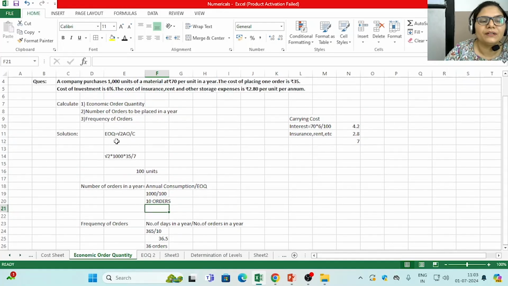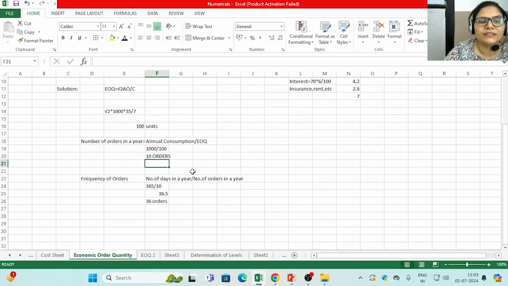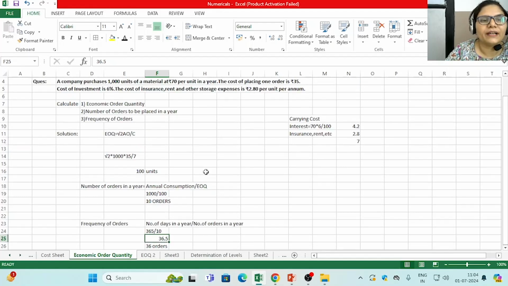Again I repeat, frequency of orders means how many orders we need to place in a year, that is number of days in a year upon number of orders in a year. Number of days is 365 and number of orders in a year we have already calculated as 10 orders, which will give you approximately 36 orders.